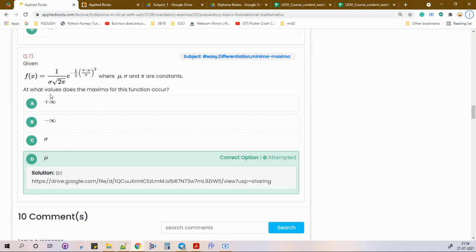So we have this f of x again, the PDF of the Gaussian or normal distribution, where these things are constant, and what they are asking is at what value the maxima for this function occurs. So they are asking where the maxima is. We know from the bell curve that at mu it is maximum, and everywhere else it is less than this value, right? So let's prove it actually. How can we do that?